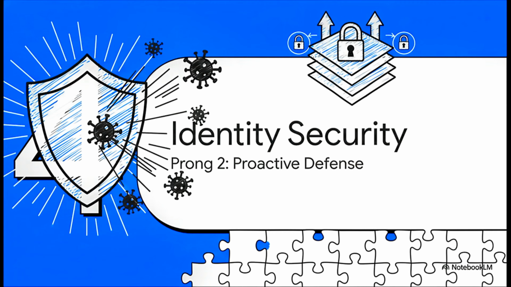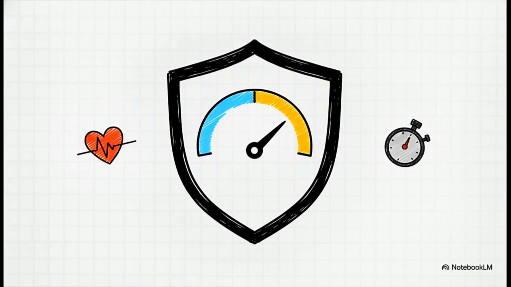But what if we could make the walls stronger so they can't get in the first place? That, my friends, brings us to our second prong, proactive defense. What if you could get a grade, a score for your organization's security health? Kind of like a fitness score, but for your digital identities. Well, that's exactly what the Identity Secure Score is designed to do.